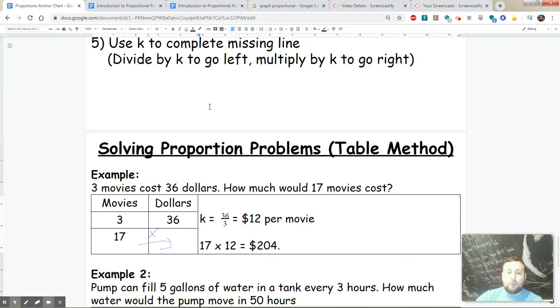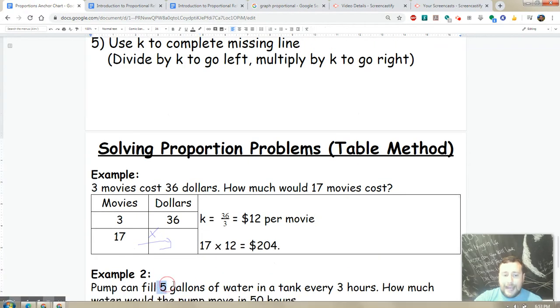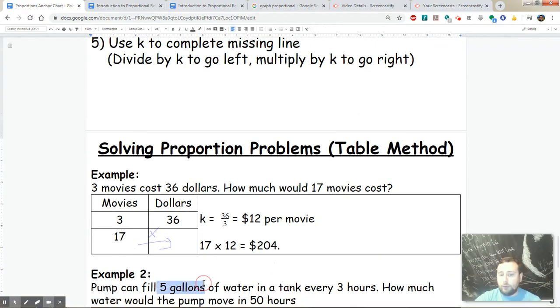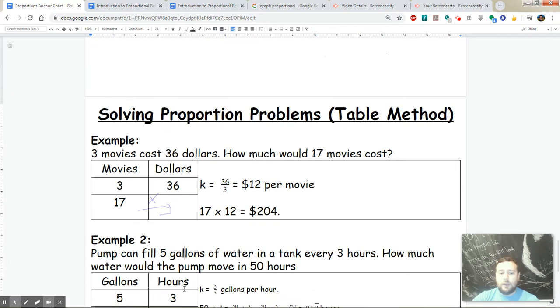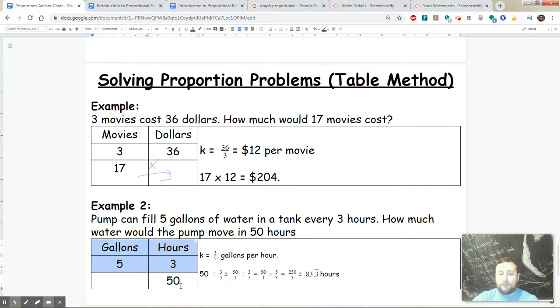Okay, so hopefully you did this. Notice that the word gallons is associated to a number, so I'm going to need a column for gallons. And the hours is associated to numbers, so I'm going to need a column for hours. 5 and 3 are within the same sentence. They're going to be in the same row. 3 associated with hours and 5 associated with gallons. And so that's what you see that I did right here. And then, of course, I have 50 hours associated to that in the next sentence. I am looking for gallons, how much water.